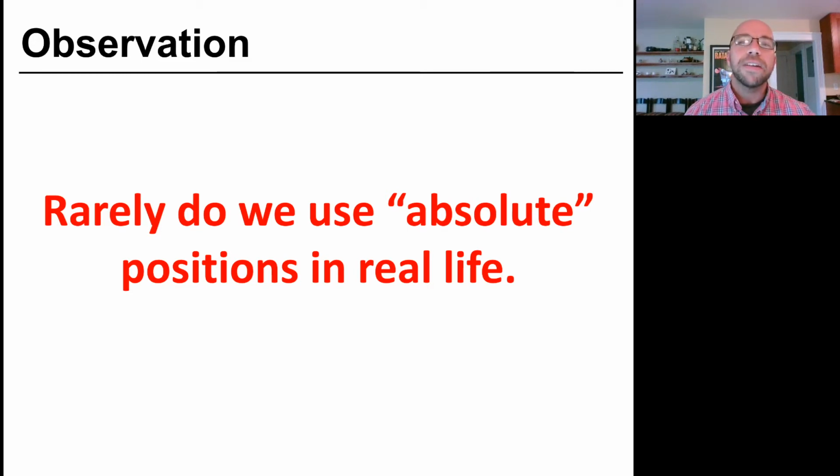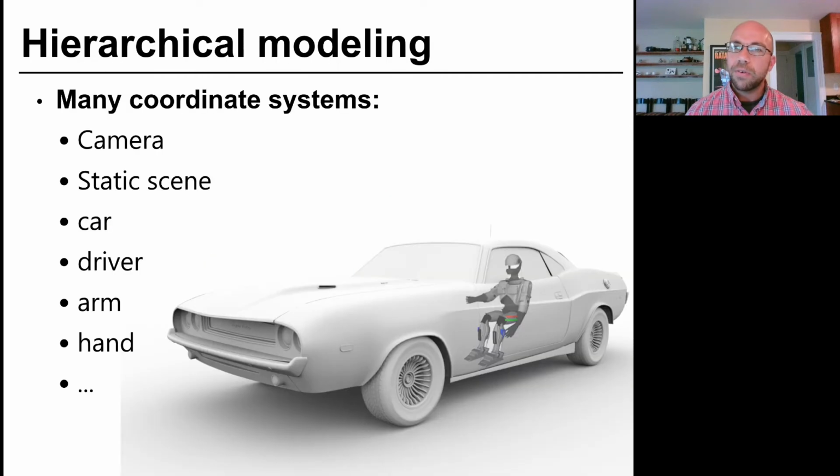And that really motivates the use of not absolute positions, but rather relative ones. So we're going to cover machinery for a different approach, which is called hierarchical modeling. And this is going to keep track of many different coordinate systems and their relative motions between one another. So the different coordinate systems that we'll talk about include maybe the scene, the location of the camera in this particular scene, maybe the car, the driver, their arm, their hand, and so on.